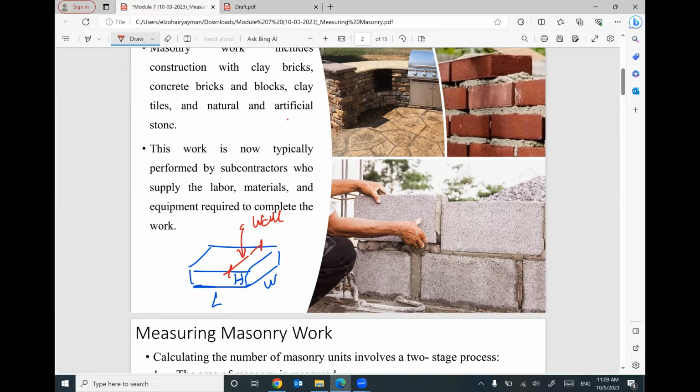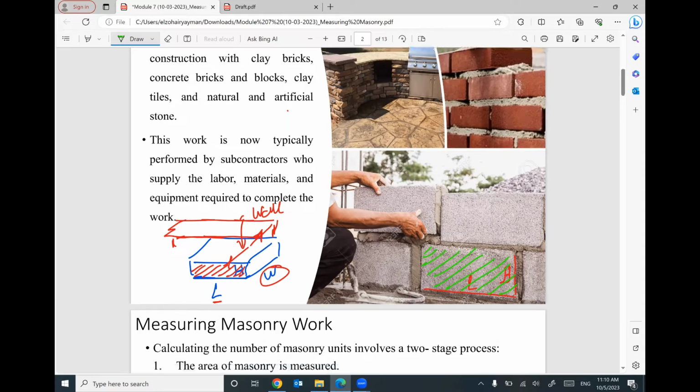Otherwise, maybe we will build up 2 rows. If you have 2 rows of bricks, that means the thickness of the wall will be double this width. But in general, the width of the brick will define the thickness of the wall. Also, the area of the face of one brick will be defined by the length by the height. This is the length, this is the height. If you multiply these 2 dimensions, you can define the surface area of one brick. This surface area will be used later.